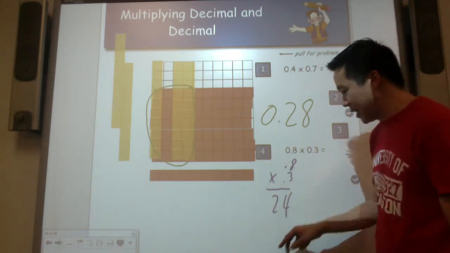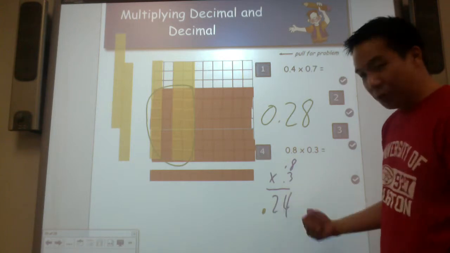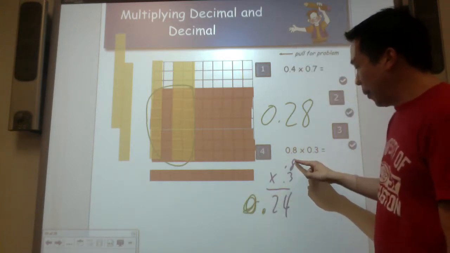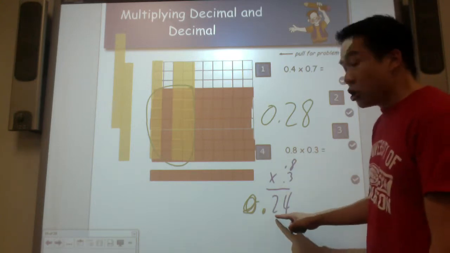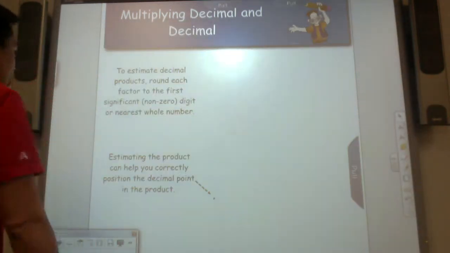Tenths place times tenths place is hundredths place. That's one reason. 0 and 24 hundredths. Or, how many digits behind this decimal point? 1 digit. Another digit. That's 2 digits behind a decimal point. Do you have 2 digits behind your decimal point? I do. So, next one.